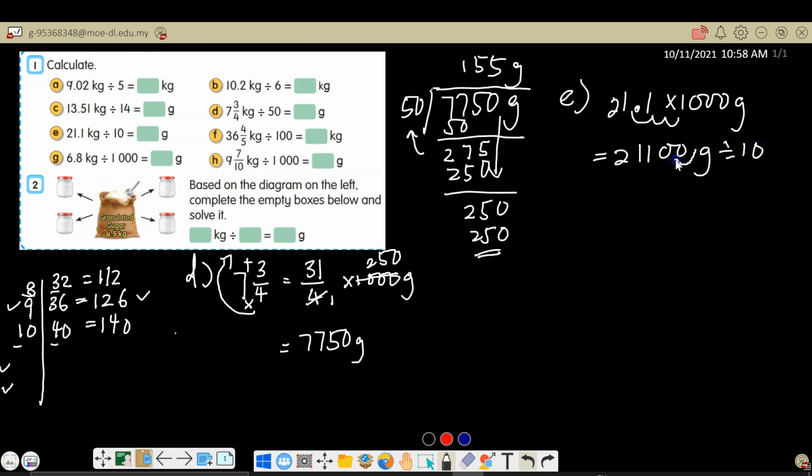And then you divide 10. Divide 10, you go back the decimal point. So 2,110 gram. Okay, 2,110 gram. Question F.